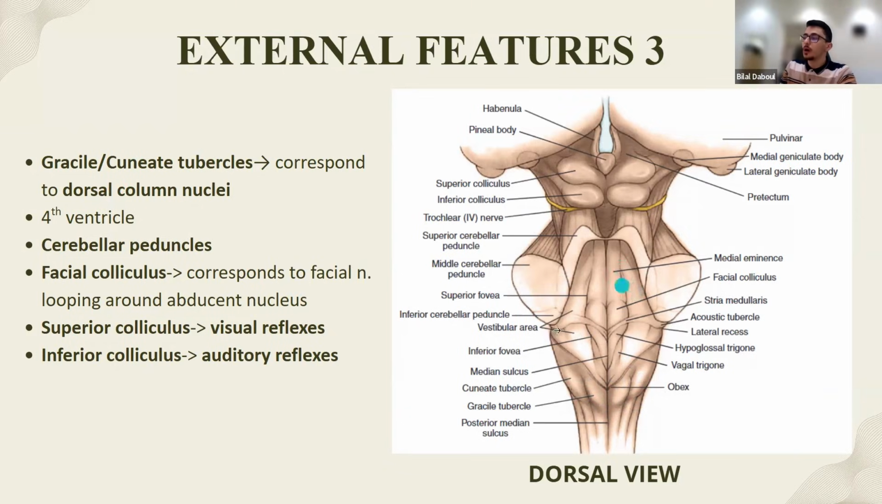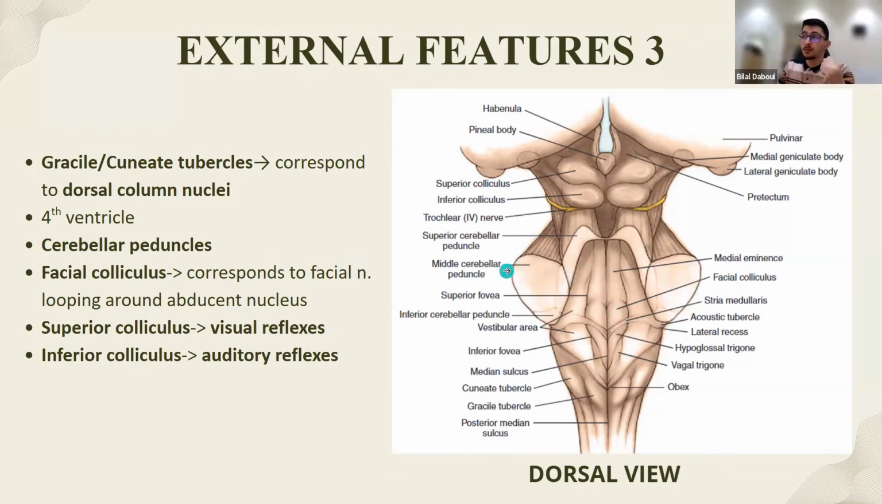Now, when it comes to the pons, when you look at it dorsally, apart from the fourth ventricle, you see 2 protrusions, 2 elevations, referred to as the facial colliculi. A colliculus is a little hill. It's Latin for little hill. And it corresponds to the facial nerve looping around the abducent nucleus. So if you imagine the abducent nucleus, the facial nerve, before exiting the pons, actually loops around it, producing a bump in the posterior aspect or the dorsal aspect of the brainstem.